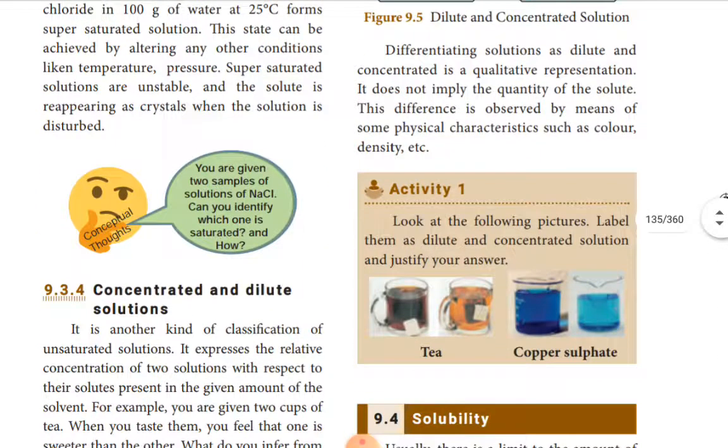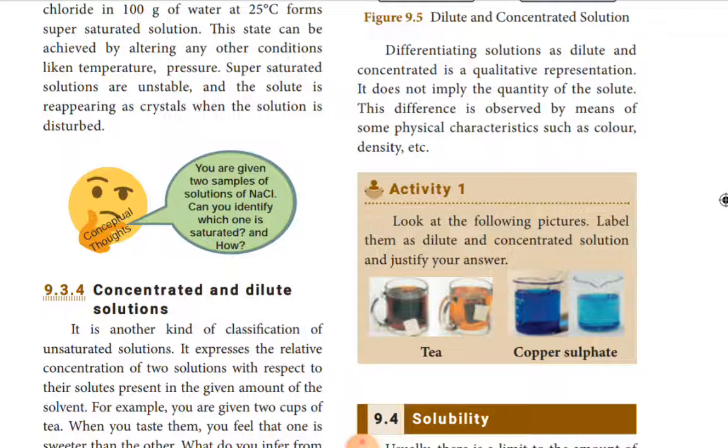Then what is in Activity 1? Look at the following picture, label them as dilute and concentrated solution and justify your answer. See the first part, it is tea, two teacups are there. The first teacup is more brownish than the second one. The first one is concentrated compared to the second one, because in the first teacup more tea decoction, more solid particles are there, so it is concentrated. By seeing the color we can say whether it is concentrated or dilute.